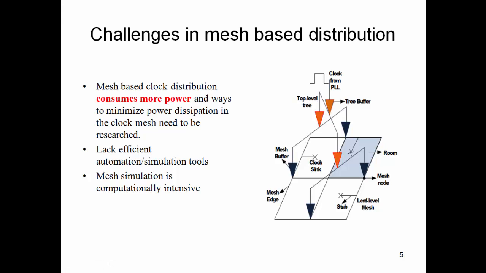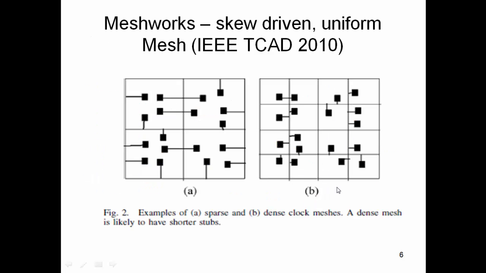But from the mesh buffers there will be small differences depending on the stub length. So this will achieve a better skew. So that was what this research work proposed, a uniform mesh where the mesh is recursively made more and more dense till you achieve a target skew, say a target skew of 20 picoseconds for a 1 gigahertz clock.